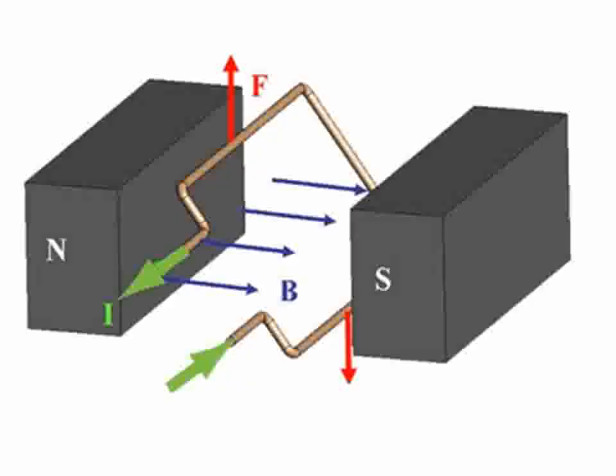Here the basic of an electric motor is shown. Two magnets, north pole and south pole, are producing a magnetic field in the region between them, and a current carrying conductor is placed there.